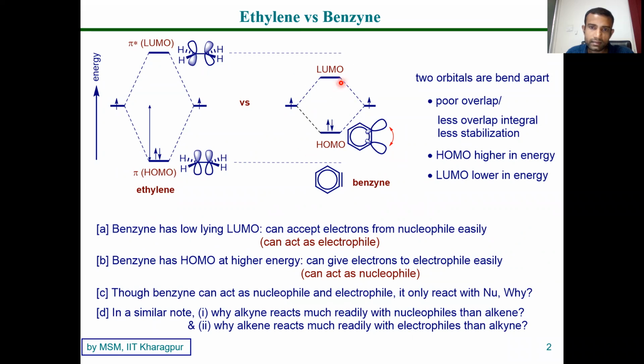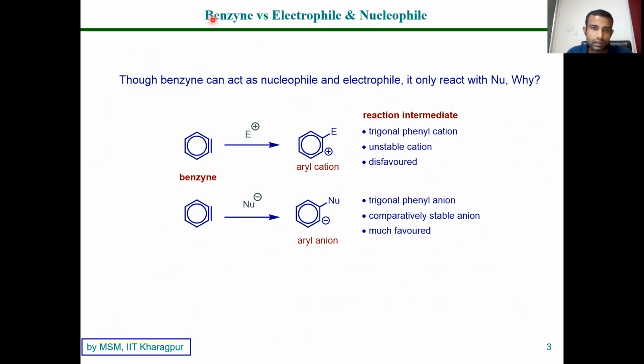So it can act as a nice electrophile. At the same time, benzyne also has a HOMO which is higher in energy, so it can also give electrons nicely to an electrophile, so it can also act as a nucleophile. Though benzyne can act as both nucleophile and electrophile, it reacts preferentially with nucleophiles. The question is why, and how can we explain it? On a similar note, we will discuss why alkynes react much more readily with nucleophiles than alkenes, and why alkenes react much more readily with electrophiles than alkynes. The answer is here.